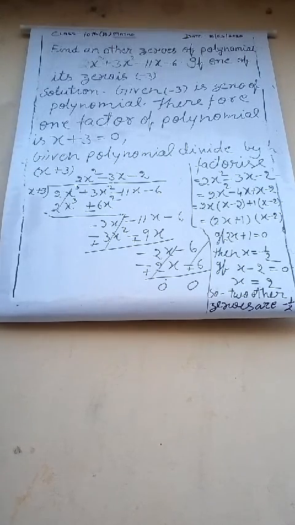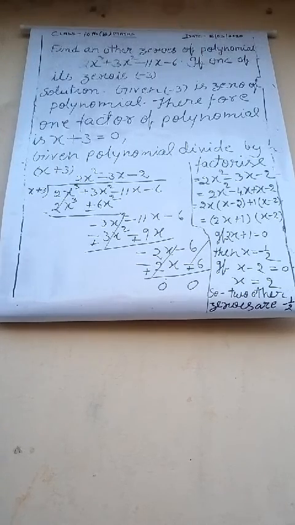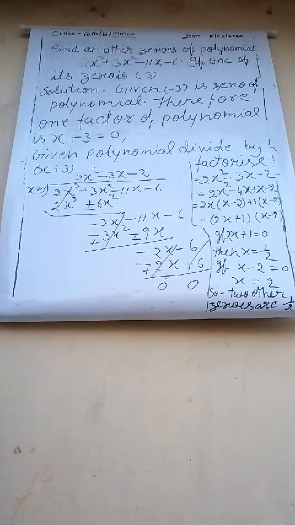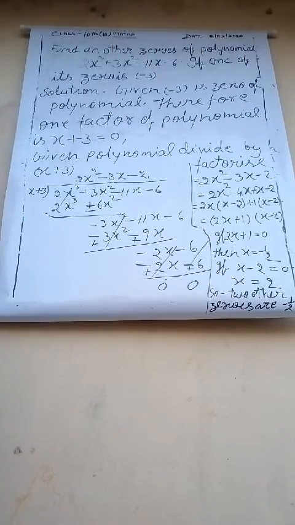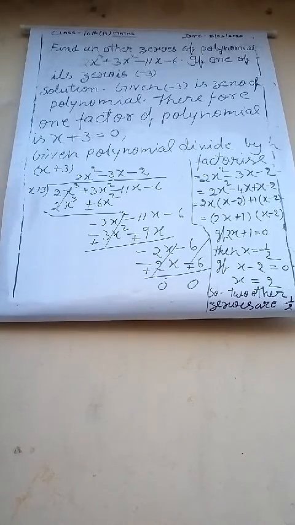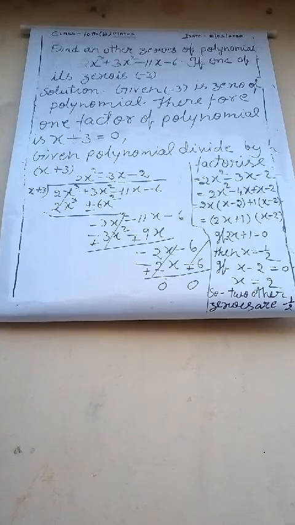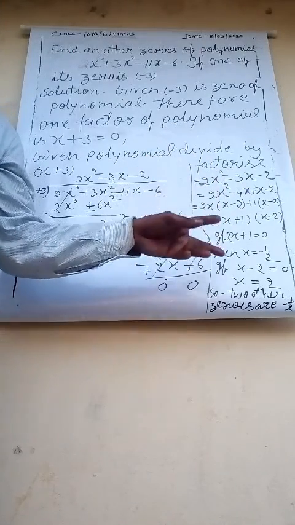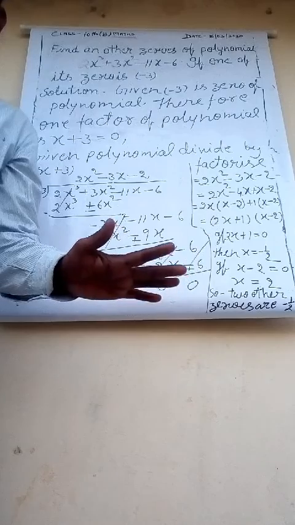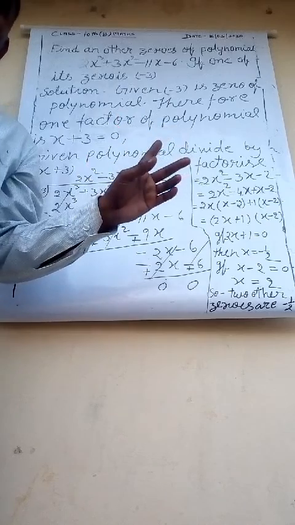We get a quotient and remainder 0. Now factorize the quotient and find the other two zeros, or find the value of x from both factors.